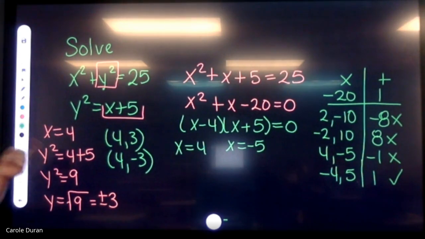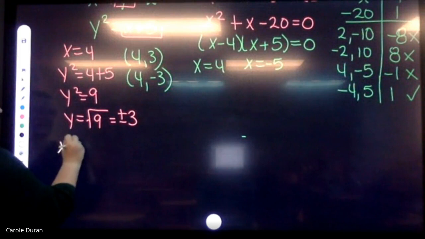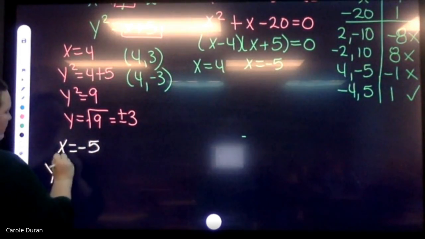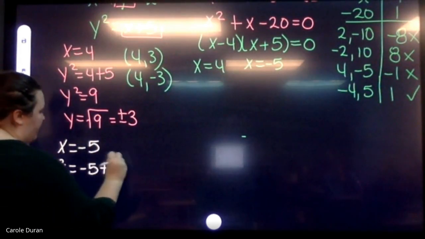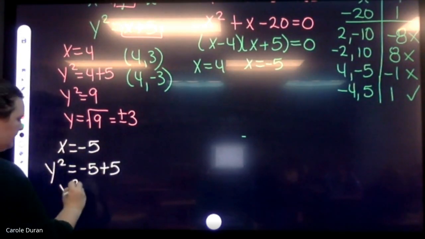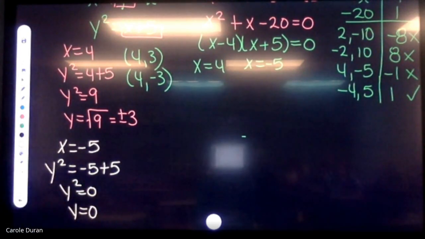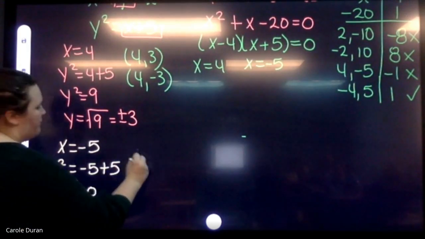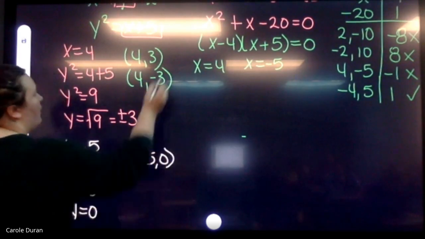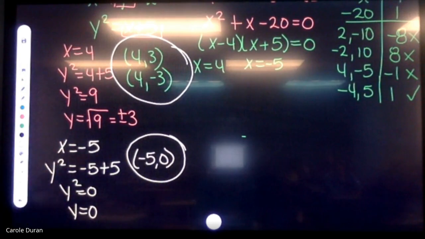But I'm not done because I haven't tested negative 5 yet. I have to plug that back in too. So I'm going to take x equals negative 5, and I'm going to do the same thing. So I have y squared equals negative 5 plus 5. What's negative 5 plus 5? 0. What's the square root of 0? So this one only gave me one solution, which is also okay, because you can't have a positive 0 or a negative 0, it's just 0. So then this gave me the solution negative 5, 0. So all three of my solutions are my answer here. All three have to be present.